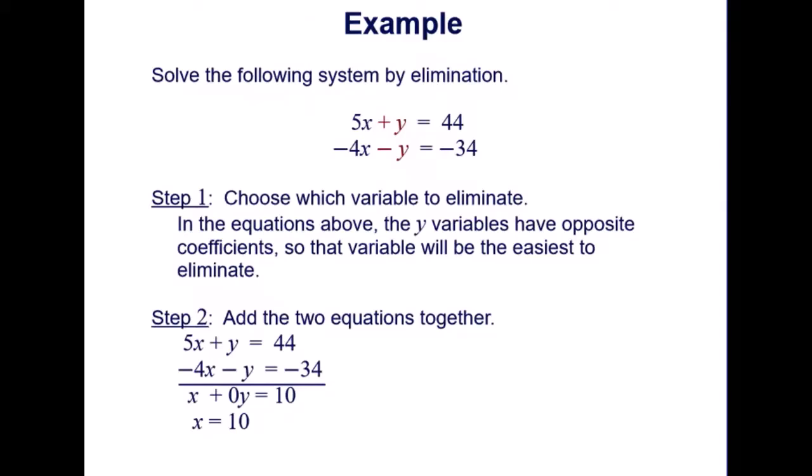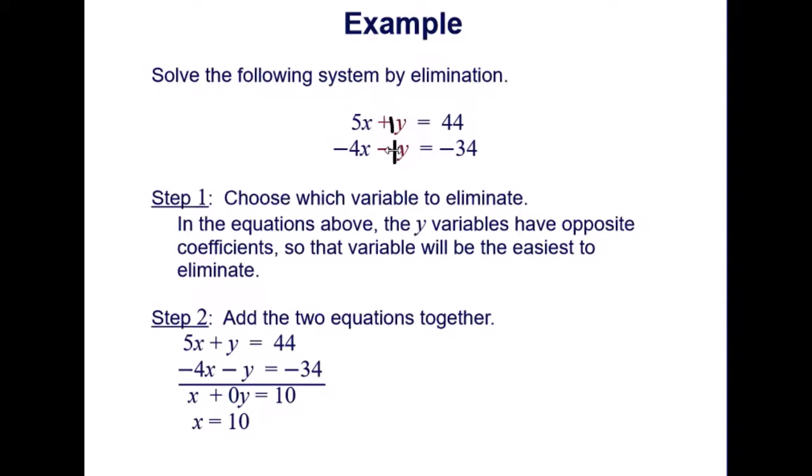It says solve the following system by elimination. So when I look at this system, 5x plus y equals 44 and negative 4x minus y equals negative 34, I'm trying to look for those opposites or same coefficients. Here in the equations, the y variables have opposite coefficients. You have a positive one and a negative one.